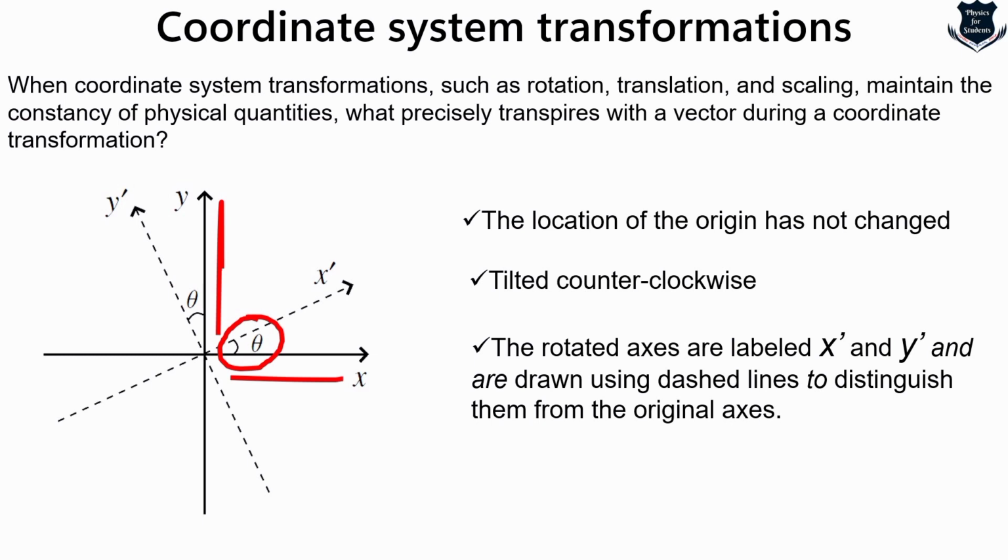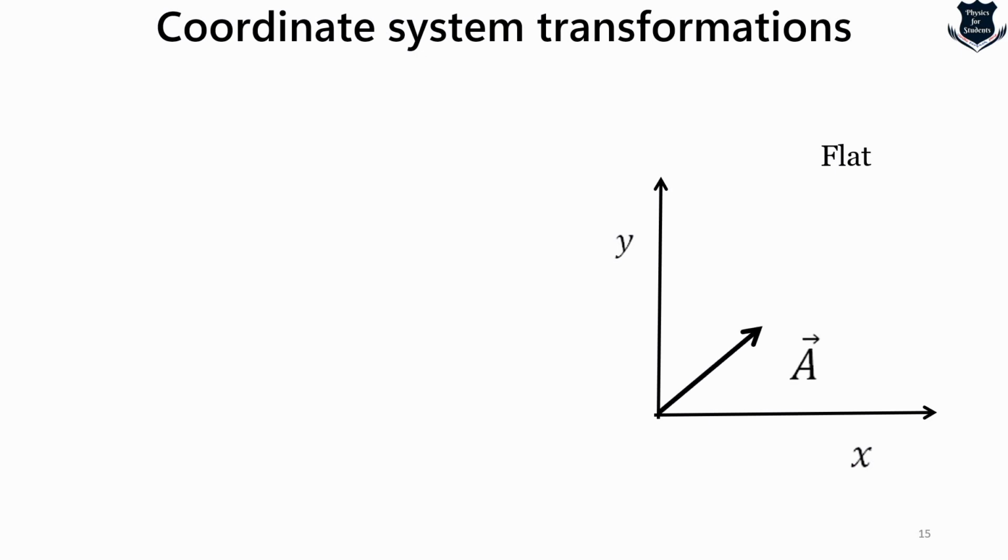So this is what happens. The location has not changed. It is tilted counterclockwise. There's a theta angle which has changed, and the rotated axes are labeled as x prime and y prime. Now, okay, so here is another analogy. If I take a flat surface, something like this, here is a vector, right? And I will measure the component of the vector, this as a_y, and this as a_x. Everything is fine. We define this by the components. This is the blue line.